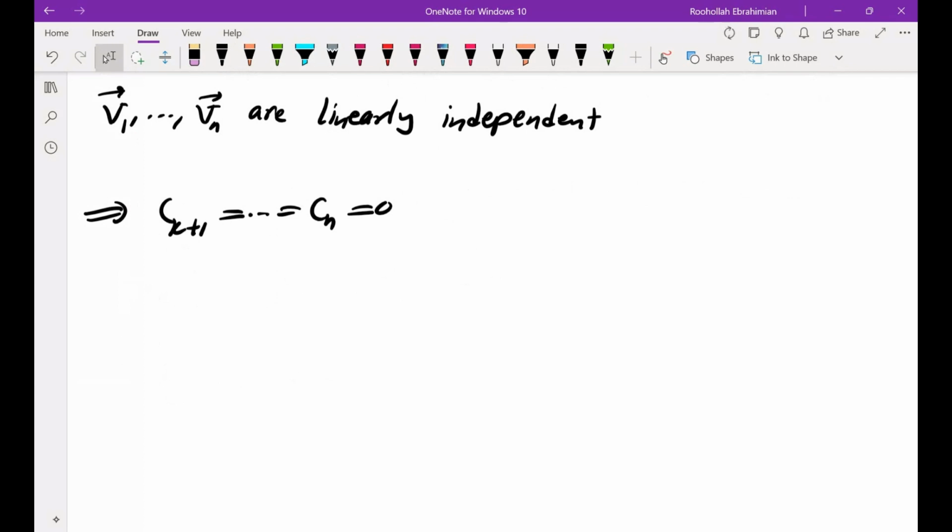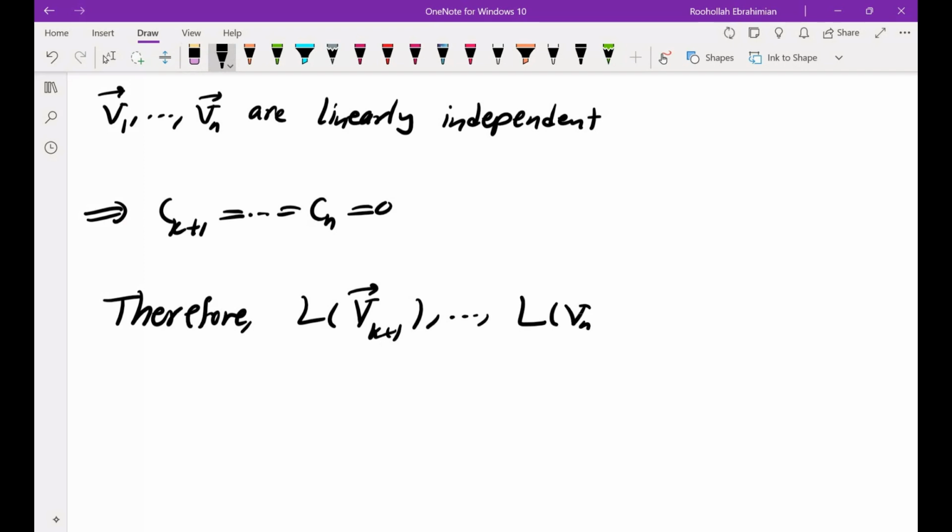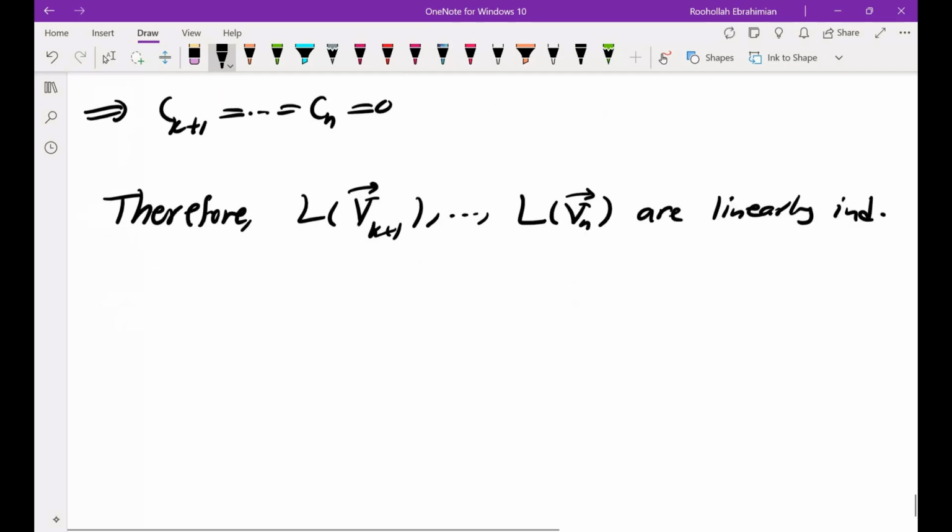So what does that mean? That means that L of v_{k+1} all the way to L of v_n are linearly independent, because we started from a linear combination equals 0, and we ended up that the coefficients must all be 0. So now we will have to show they are also generating.